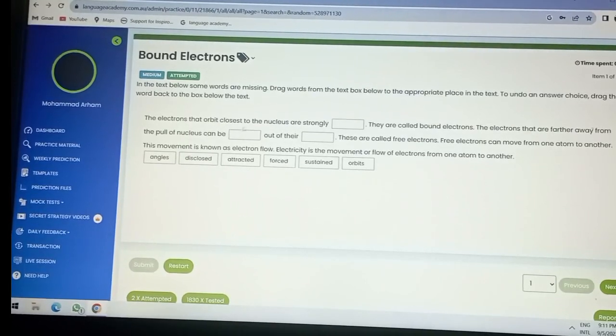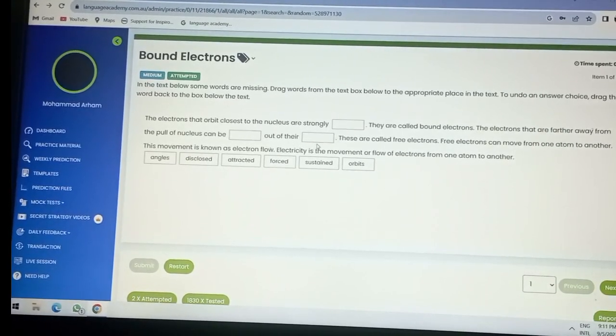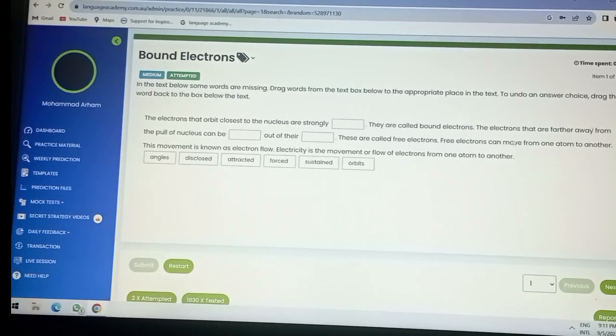The electrons that orbit closest to the nucleus are strongly dash. They are called bound electrons. The electrons that are farther away from the pull of the nucleus can be dash out of the dash. These are called free electrons. Free electrons can be moved from one atom to another. This movement is known as electron flow. Electricity is the movement or flow of electrons from one atom to another.